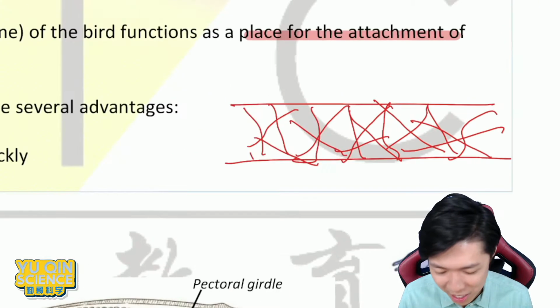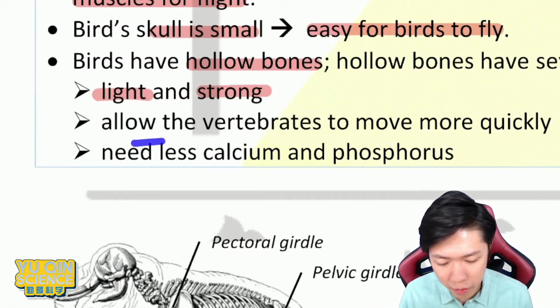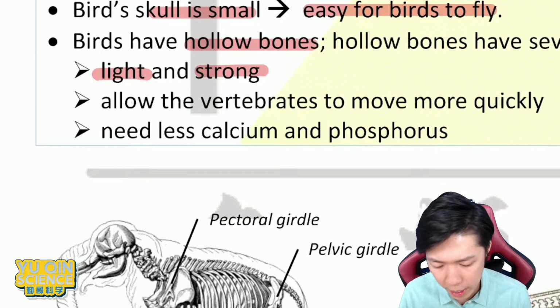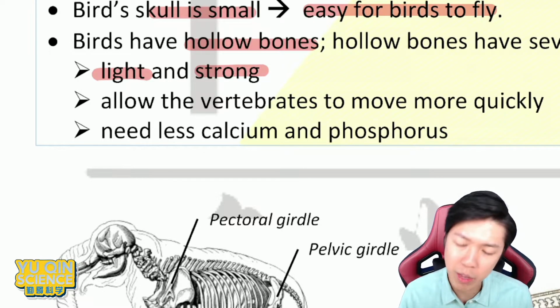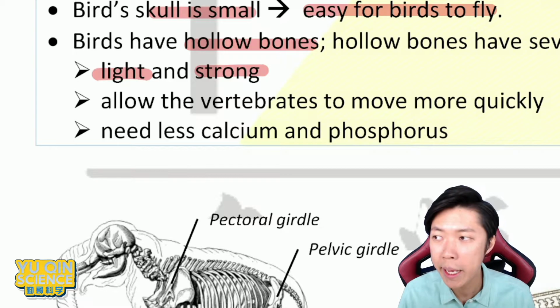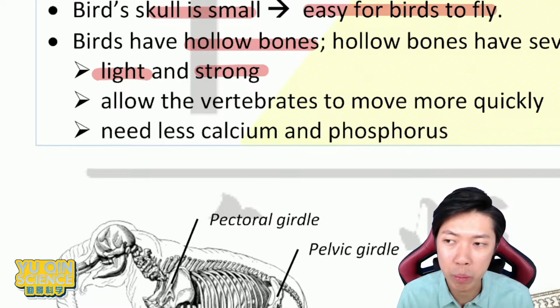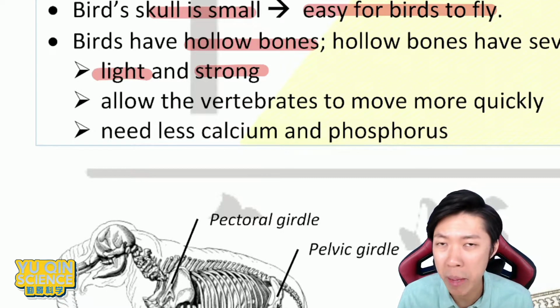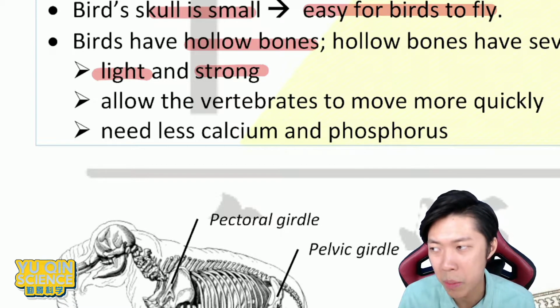Okay, so it allows vertebrates to move more quickly. Very simple. Not going to highlight that. Need less calcium and phosphorus, because bones require calcium to build, right? Since it's empty, we don't need as much.